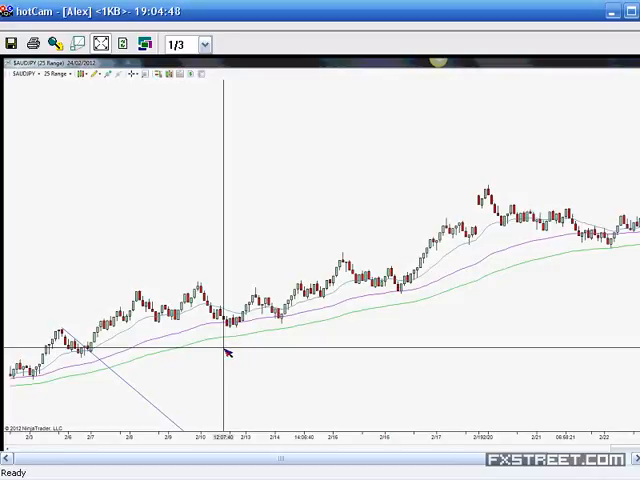Okay, so for us to have permission to trade, we need the moving averages to be in the right order. Now the right order is the 20 above the 60 and the 60 above the 100, permission to look for short opportunities. So basically it takes away one option for us straight away.